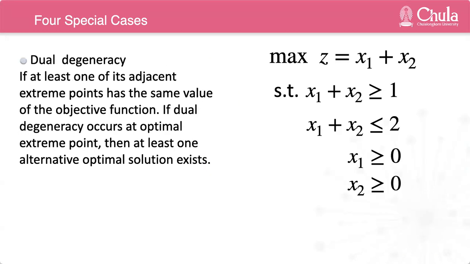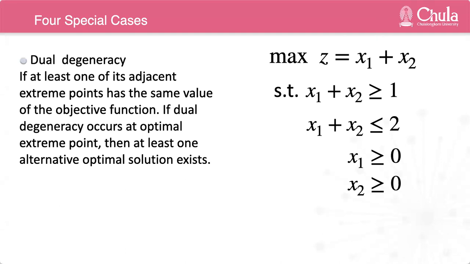The next one, dual degeneracy. For example, in this problem, if at least one of its adjacent extreme points has the same value of the objective function, we call it dual degeneracy. And if dual degeneracy occurs at an optimal extreme point, then at least one alternative optimum solution exists. What does it mean? I will show you in the graph. Consider this problem.